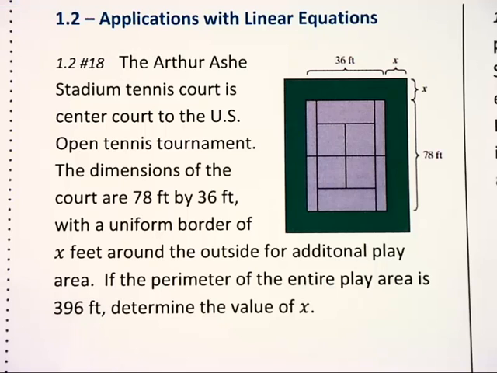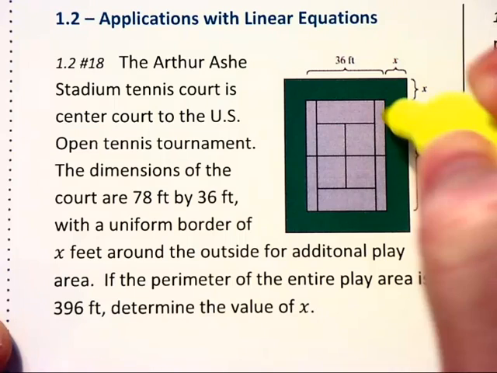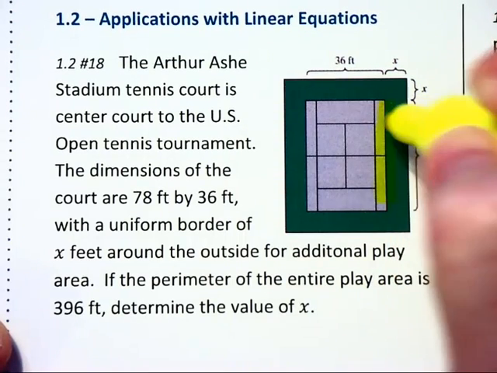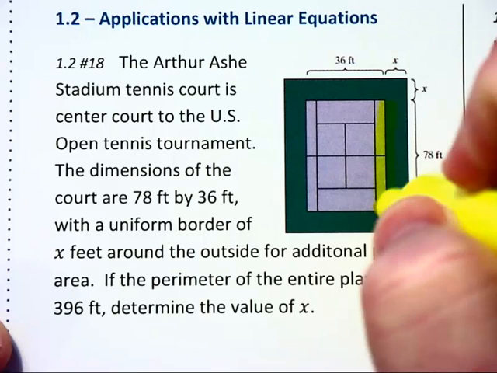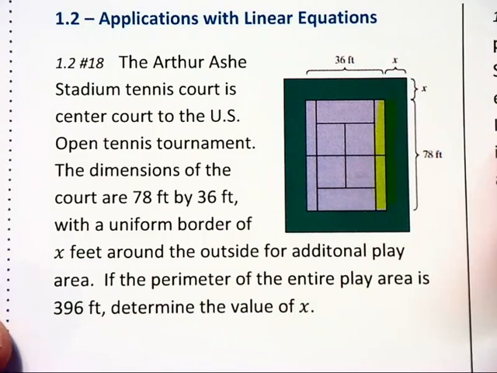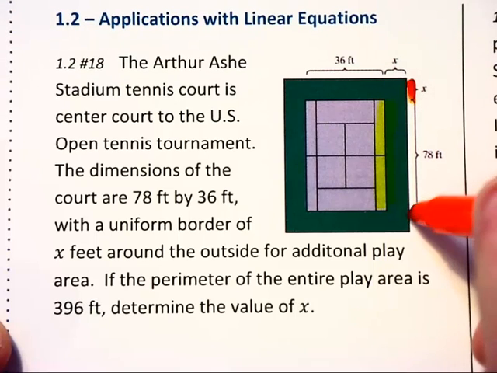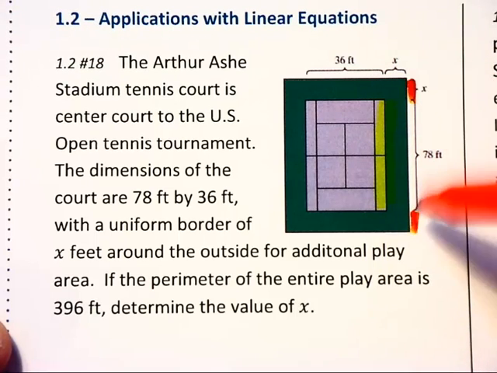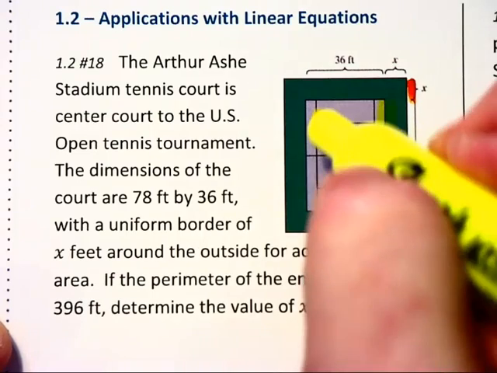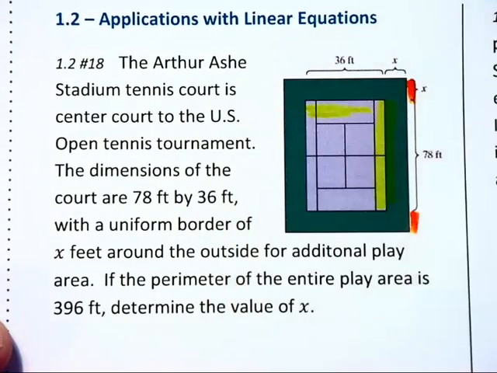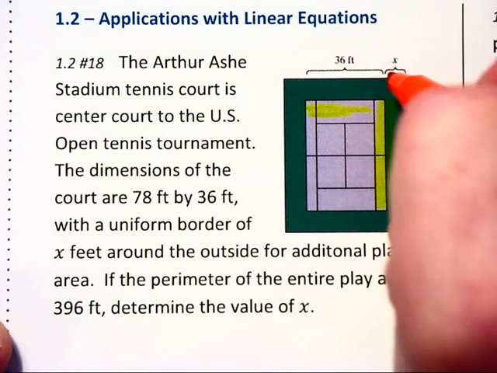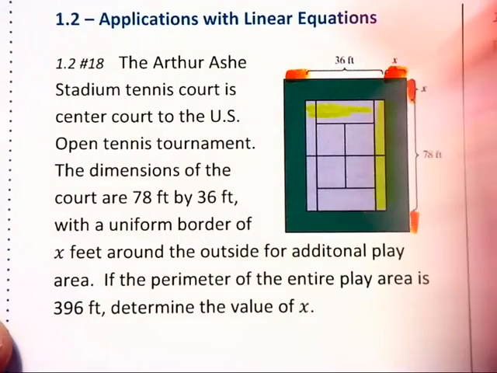We now turn our attention to word problems involving linear equations. This first problem involves a walkway of uniform width around a rectangular tennis court. Notice that the length of the court is 78 feet long, but it has been extended both above and below, as I'm highlighting in orange here, by x feet. Likewise, the width is 36 feet, but it is being extended by x feet in each direction.